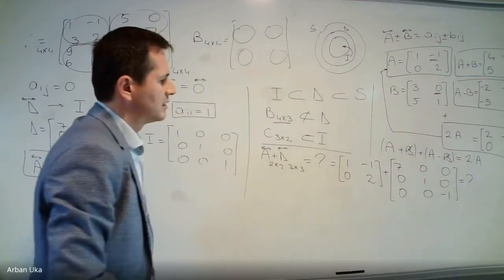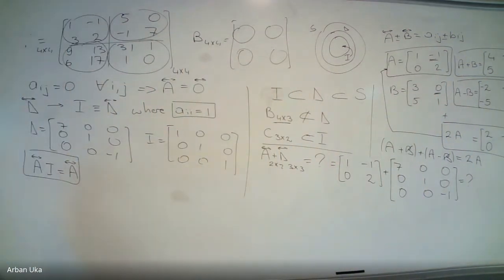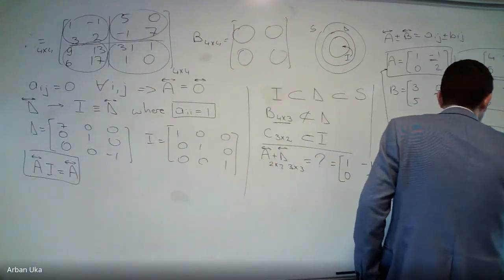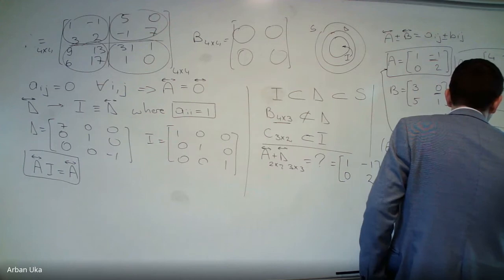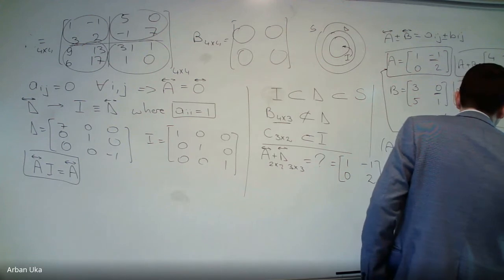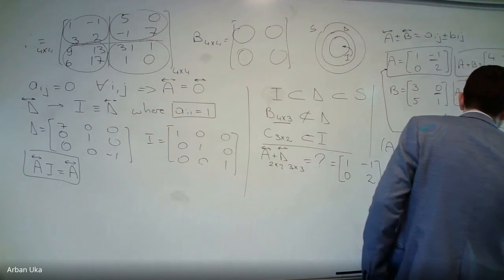So what is this addition here? This addition is not defined. We cannot add these two matrices, because in order to add two matrices, they have to have the same dimension. So we can simply say, not defined. We cannot find it. It does not exist. The summation of these doesn't exist.